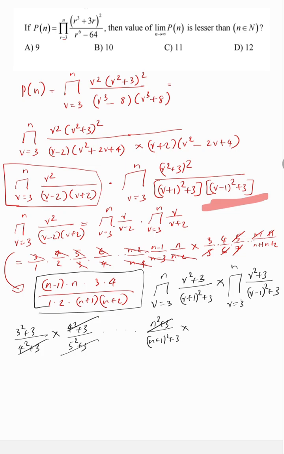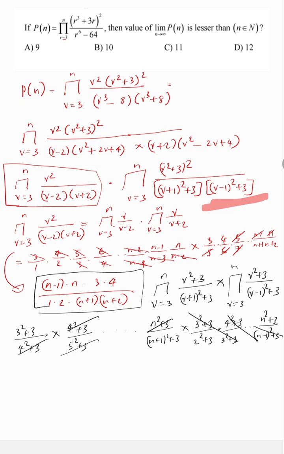Into the next pi, similarly we will get the idea that this is 3 square plus 3 by 3 minus 1 whole square plus 3, that is 2 square plus 3. Next one will be 4 square plus 3 by 3 square plus 3, etc., n square plus 3 by n minus 1 whole square plus 3. Here also it will get cancelled like this. So the numerator is cancelled by the denominator of the next term, and the denominator is cancelled by the numerator of the previous term.